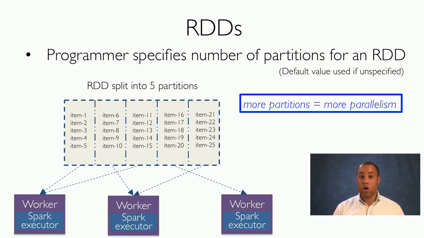Here we have an example of an RDD that's split into 5 partitions. The more partitions that you split an RDD into, the more opportunities you have for parallelism. So this RDD is split into 5, and those are placed onto 3 worker machines. Since there's only 3 worker machines, some of the worker machines have 2 partitions and one has 1 partition.